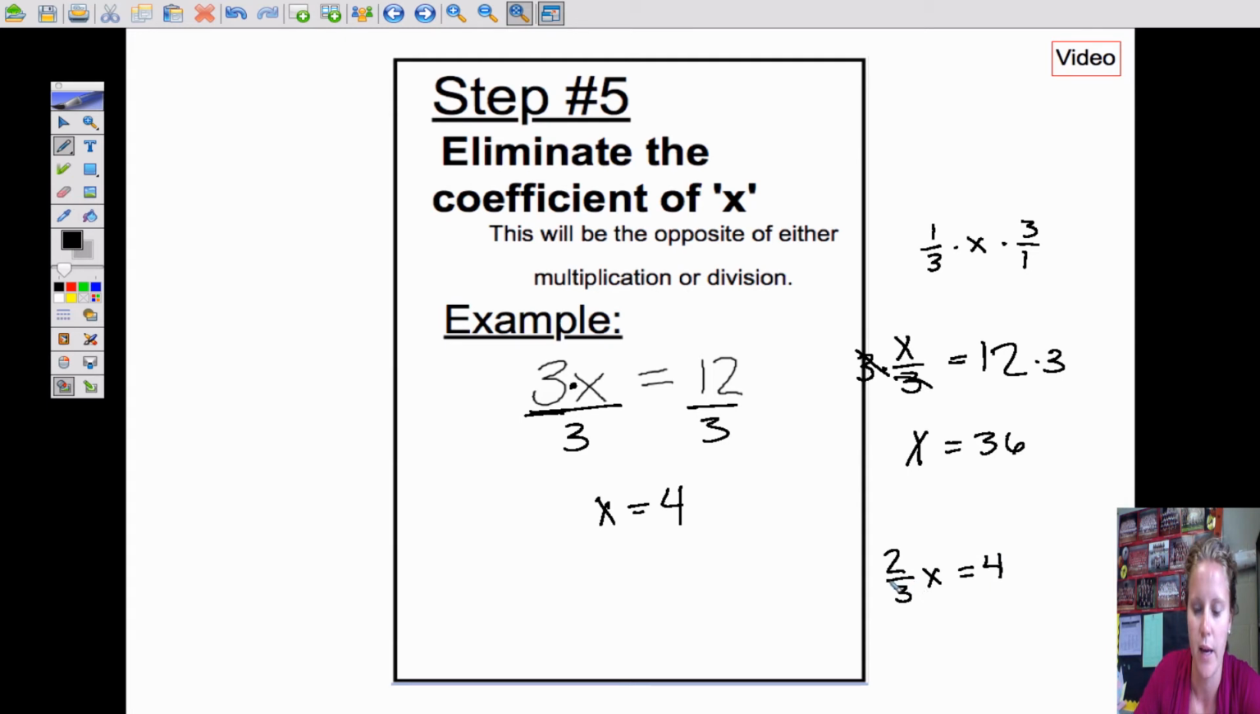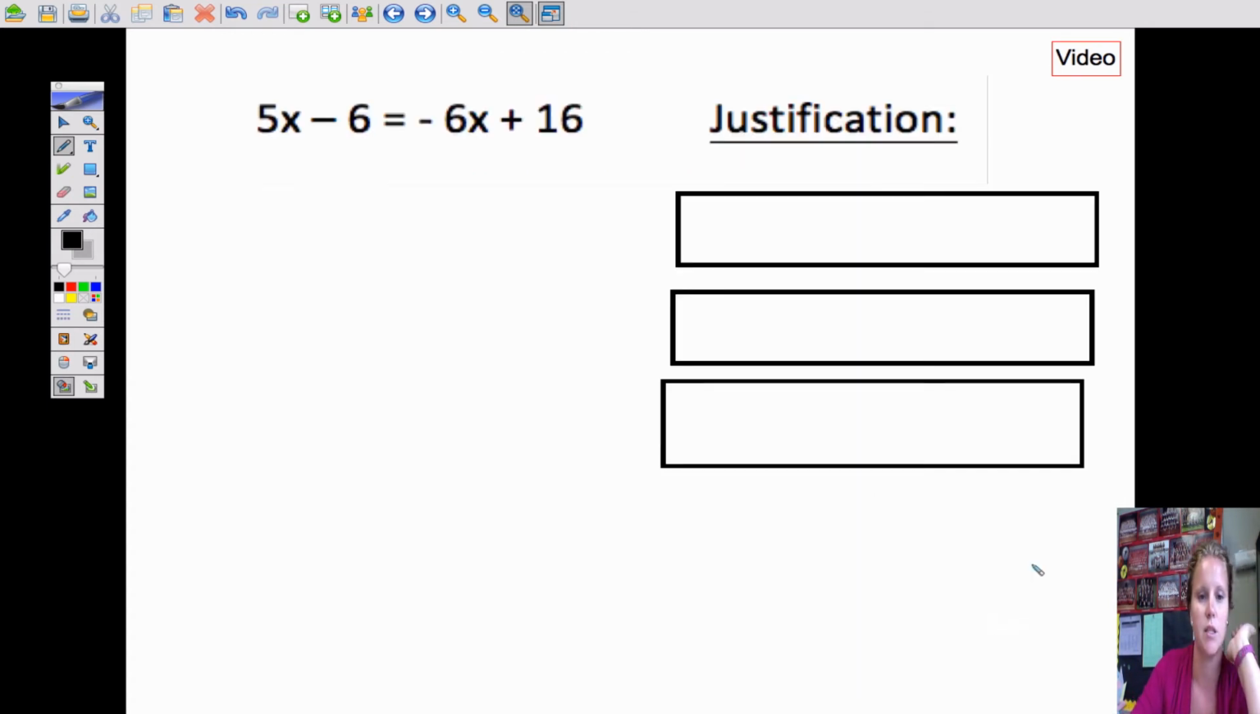I might also have something like 2/3 x is equal to 4. If I have 2/3, then to get rid of my 2/3, that's my coefficient, I'm going to multiply by 3/2, because then my 2's will cancel over here and my 3's will cancel over here. But if I do it to this side, I have to do it to this side. So I'm going to multiply by 3/2, and then x would equal 4 times 3 is 12 divided by 2 is 6. So those are my 5 steps. Make sure you have all of those notes on your note sheet there. And let's start in with some problems.